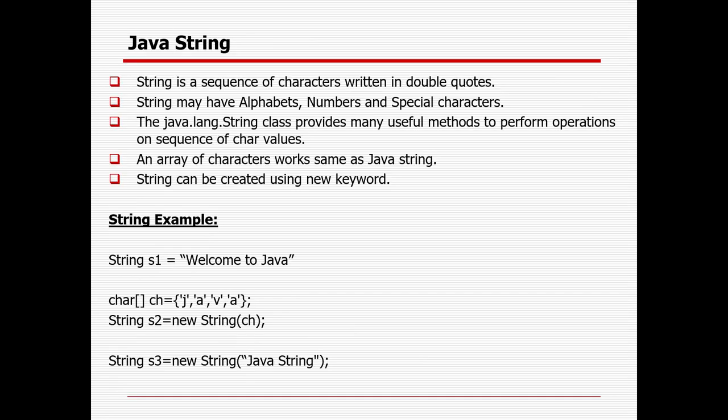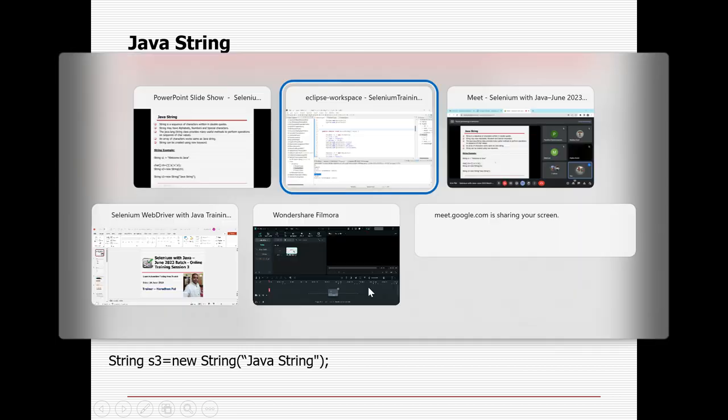Then the string, right? You are talking about that one, string. So in Java, a string is a sequence of characters written in double quotes. A string may have alphabets, numbers, and special characters. The java.lang String class provides many useful methods to perform operations on a sequence of character values. An array of characters works the same as a string, right? A string can be created using the new keyword as well. So that is the way you can define a string, and you can use the new keyword, and you can convert a character to a string as well. Three things you have given. You can try that one.